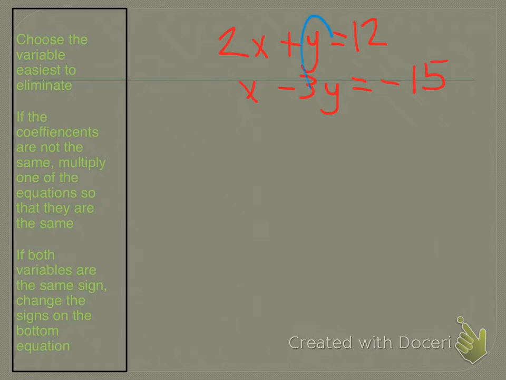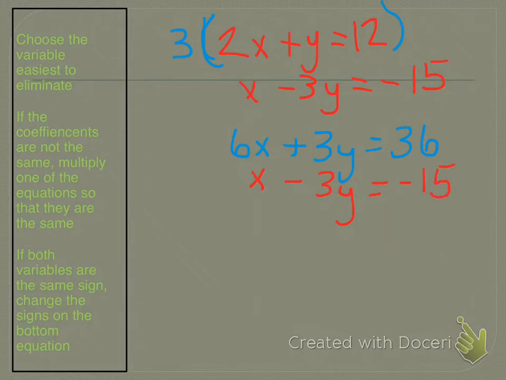So I'm going to eliminate the y's. I look and I see there's 1 here and there's 3 here. Well, to get them to be the same, I am going to multiply the first equation by 3. When I do that, I get 6x plus 3y equals 36, just like we did before. That goes with my old equation of x minus 3y equals negative 15.